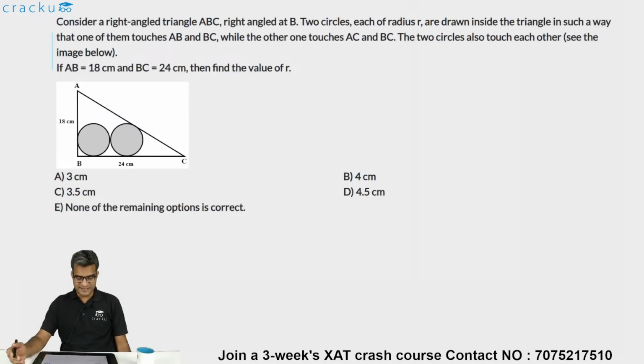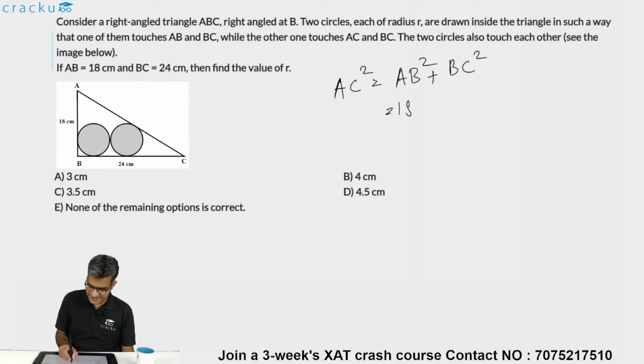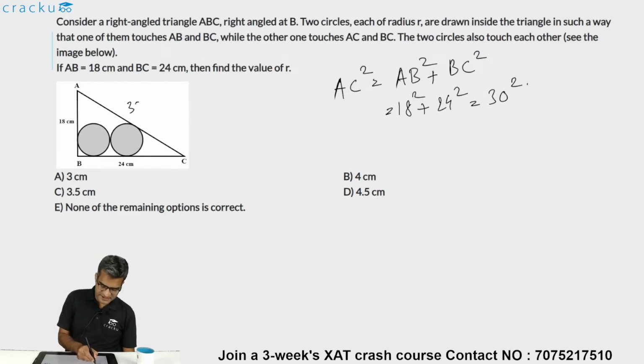AB is given to be 18 centimeters, BC is given to be 24 centimeters. Then find the value of R. So what is the value of the hypotenuse? AC square is equal to AB square plus BC square. This will be 18 square plus 24 square. You can calculate it because they are in the ratio of 3:4. The hypotenuse will be 5. So this will be 30 square, or the value of AC is 30 centimeters.